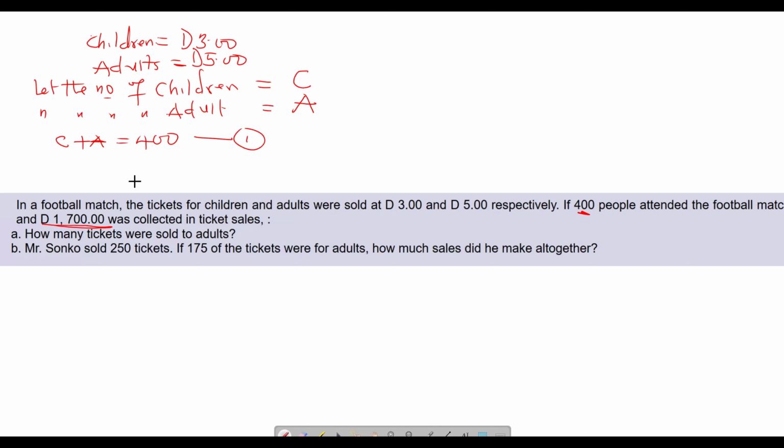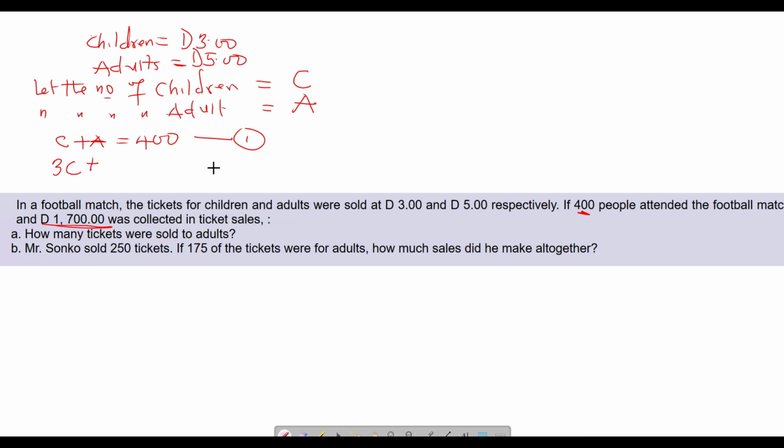But now we are told the total amount of money. Since we know the ticket for the children, the amount for the children will be the ticket price for the children times the number of the children. And the amount for the adults will be the ticket price for the adult times the number of the adults. So what are we saying now? Since we know the ticket for the children is 3, I will remove this D, is 3. That means the total amount for children here, since the number of children is C, will be 3C plus, because it says the total amount.